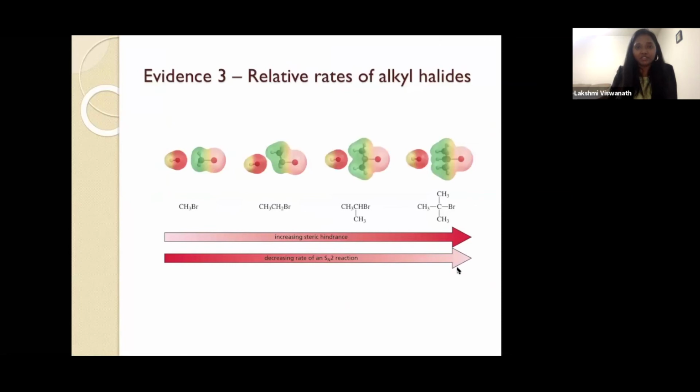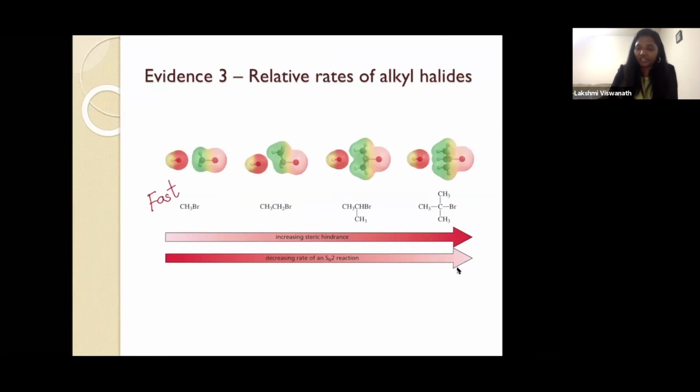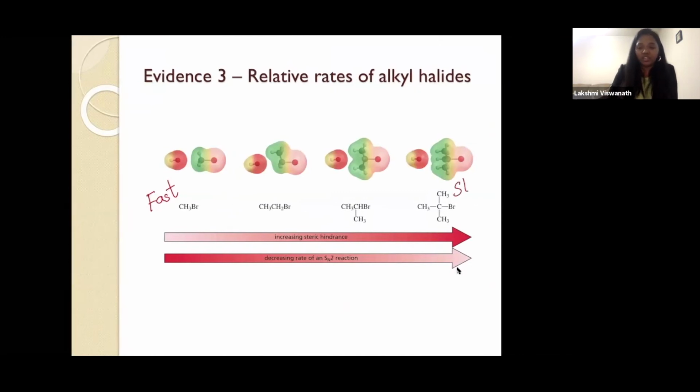The last piece of evidence that they were able to get was the relative rates of the alkyl halides, which was found to be of this order, where you can see that the methyl halide reacts faster in an SN2 reaction, whereas the tertiary alkyl halide reacts much slower in this reaction. Now, why should it happen?